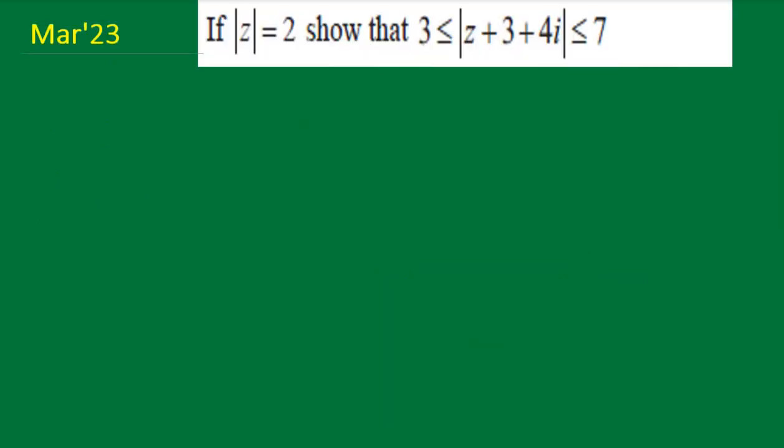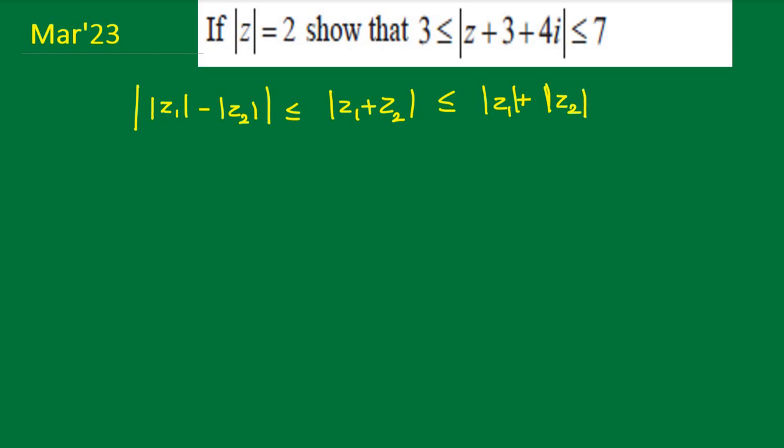The next question is another important and simple question. Here, given modulus of z is 2, show that 3 is less than or equal to modulus of z plus 3 plus 4i, which is less than or equal to 7. So I'm going to use the result: modulus of z1 minus modulus of z2 is less than or equal to modulus of z1 plus z2, which is less than or equal to modulus of z1 plus modulus of z2. Using this property, we can simplify the given question in a single line.